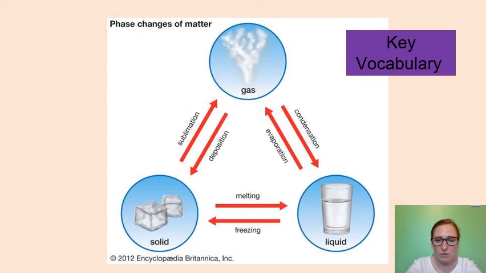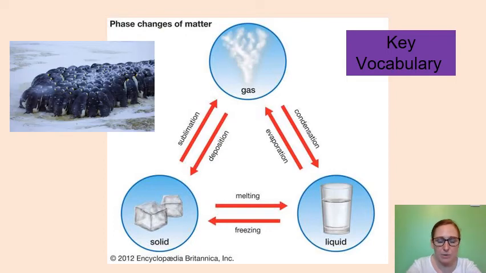Now I like to think of the particles as little penguins. And when these penguins are really cold, when these particles are cold, they bunch together. So when the particles are cold, they bunch together into a solid. They form that matrix, they form a solid shape. So they make the ice.